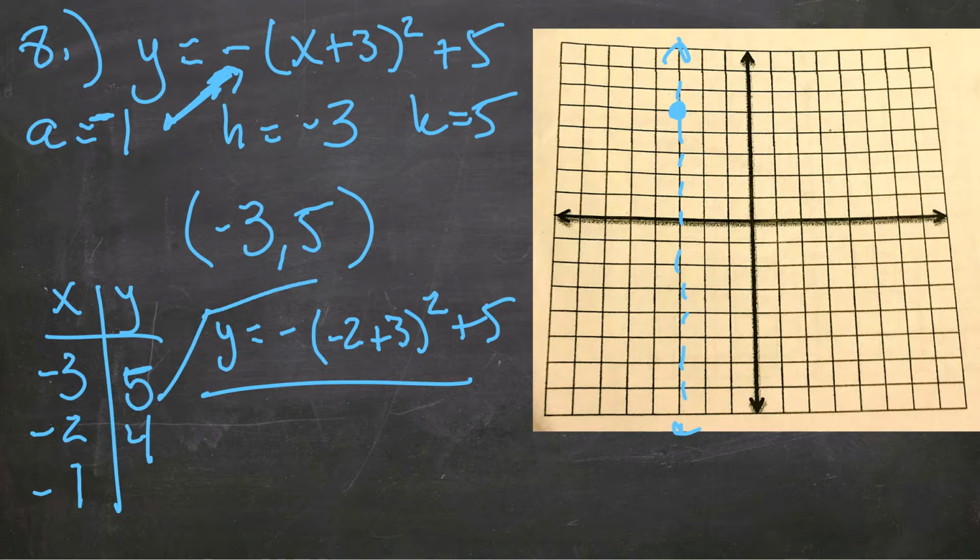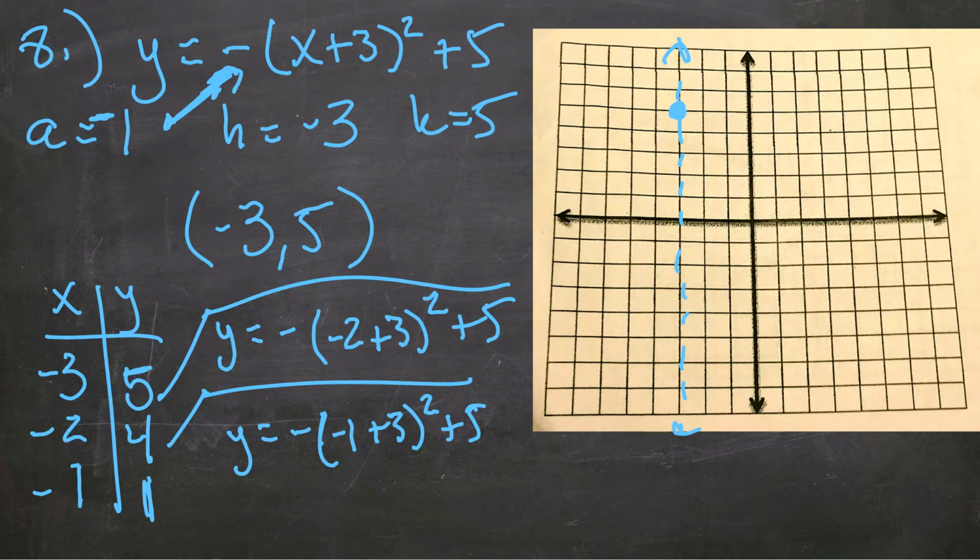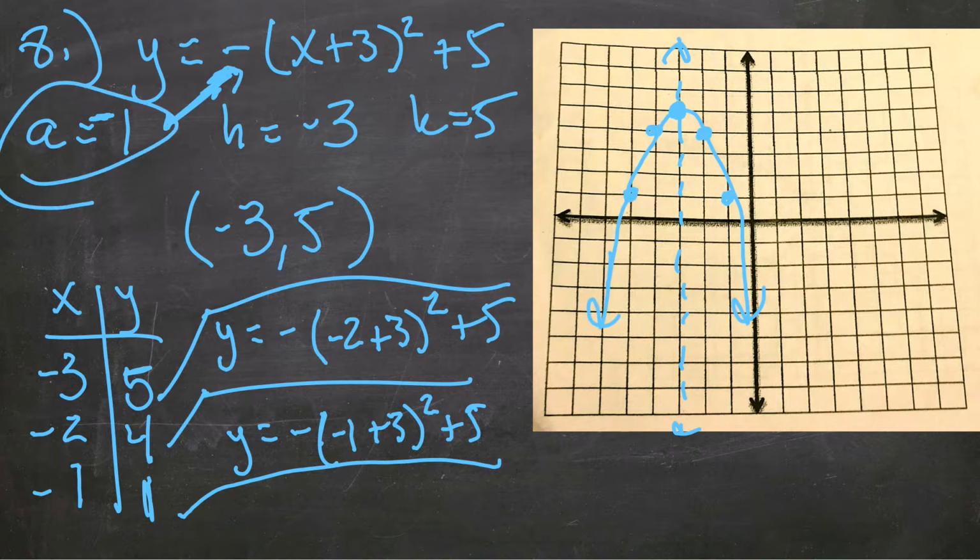Now I'm going to put in negative 1, so I get y equals negative 1 plus 3 squared plus 5. So 2 squared is 4. Negative 4 plus 5 is 1. Alright, so now I plot them. Negative 2 up to 4, put a dot. Negative 1 up to 1, put a dot. Reflect it over, and there's my points. It makes a nice U. Right? And now, guys, remember, I already knew that was going to be an upside down U because of the A.